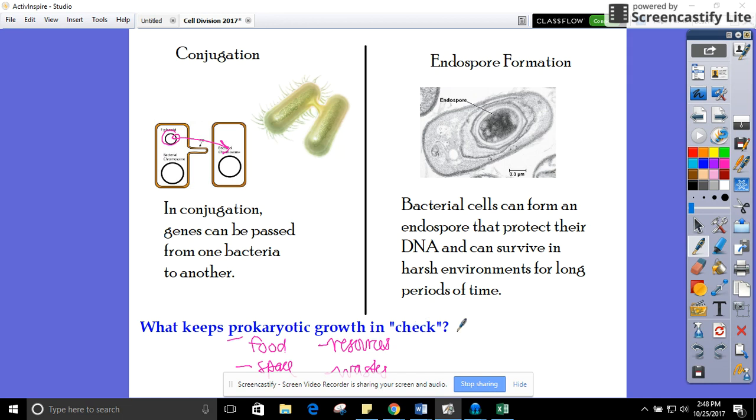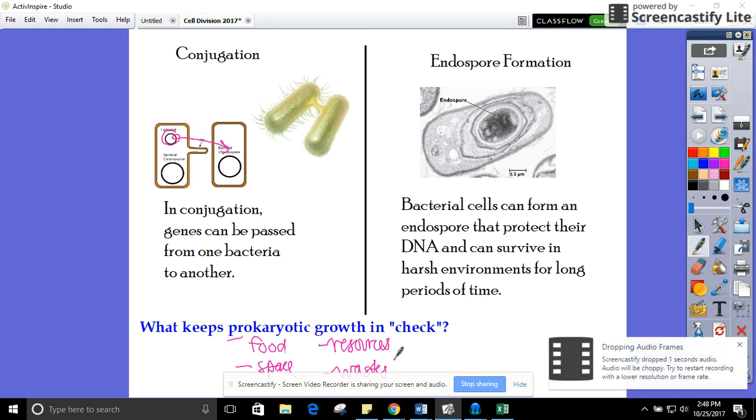So sometimes people say, well, what keeps prokaryotic growth in check? What keeps us from being taken over by prokaryotes, since asexual reproduction can happen so quickly? Well, prokaryote growth is kept in check by things like food, space, resources, and then just waste accumulating. So bacteria are not going to grow if these conditions are limited.